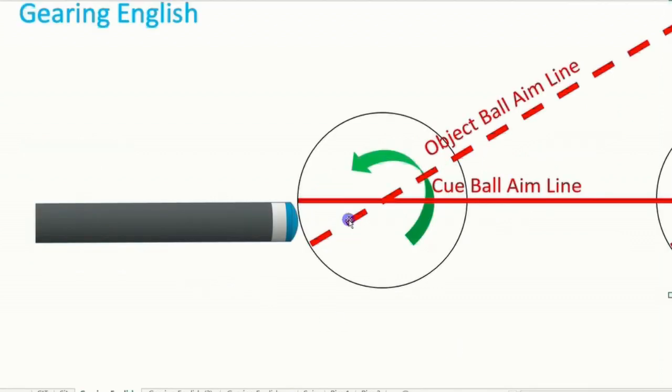To achieve gear in English, you need a cue tip to cue ball contact point that is exactly 40% of the distance of the cue ball aim line to the object ball aim line. Due to the curvature of the cue ball and cue tip, this will appear to be 50% of the movement of cue ball aim line to object ball aim line.